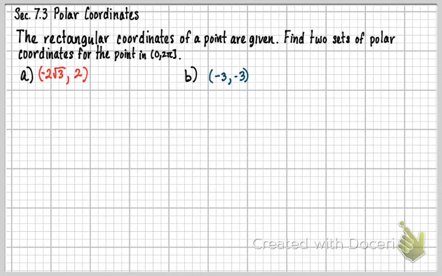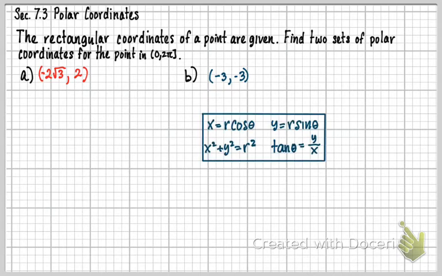If we take a look at what we have here, we need the equations to start with. So here they are. Now we're just going to plug those in. What I mean by that is, realize this is my x, this is my y. So my x equals negative 2 square root of 3, and my y equals 2. In essence, I'm just going to plug these into these equations.